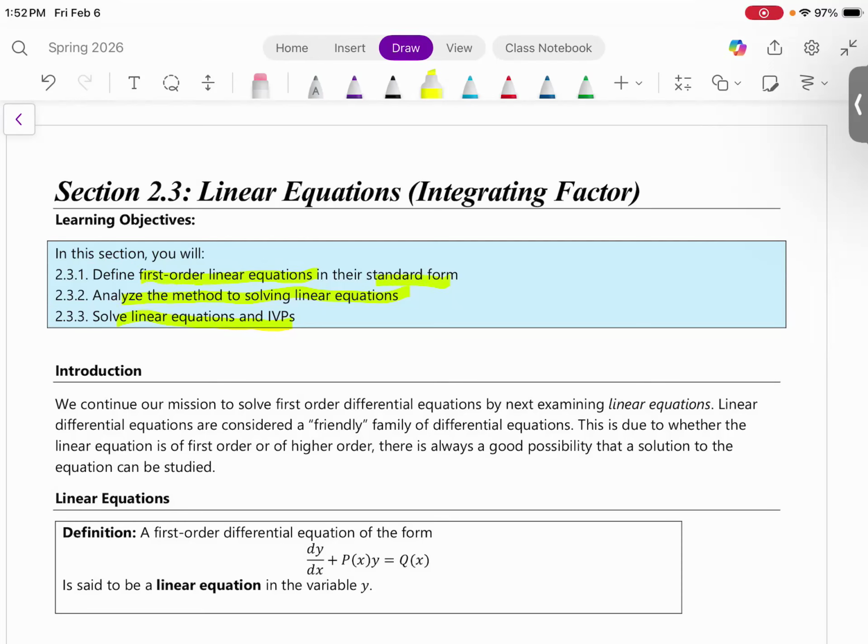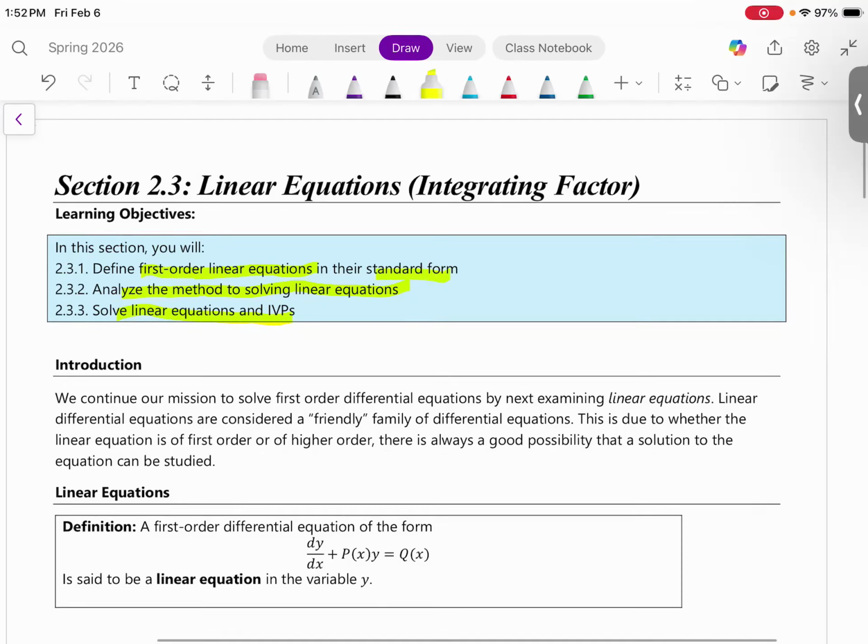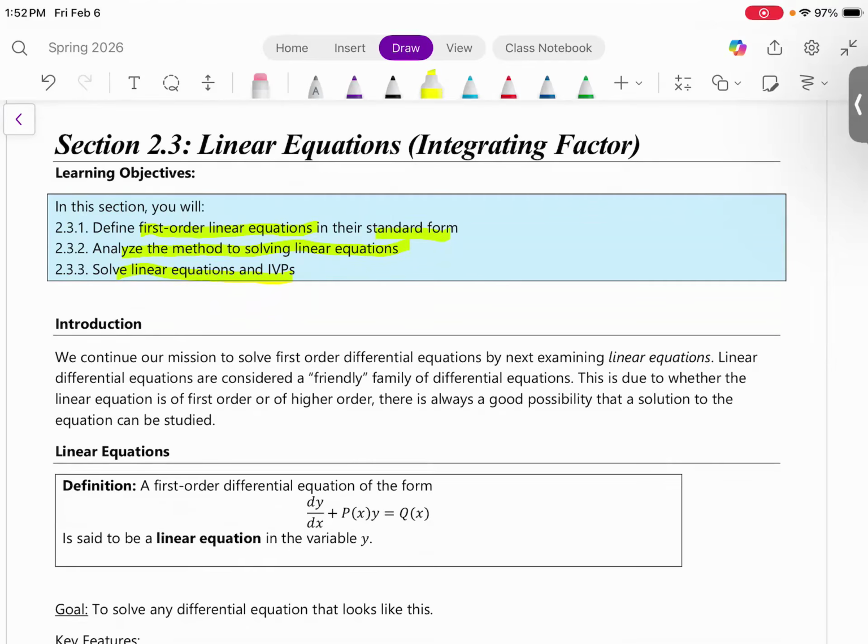So let's go ahead and introduce what a linear equation is. So this is our next step in solving first order differential equations analytically, meaning some type of solution method that's not graphical or numerical. So something by hand, essentially. And the next type of equation we're going to learn is linear equations. Okay, so this is something new to solving a differential equation.